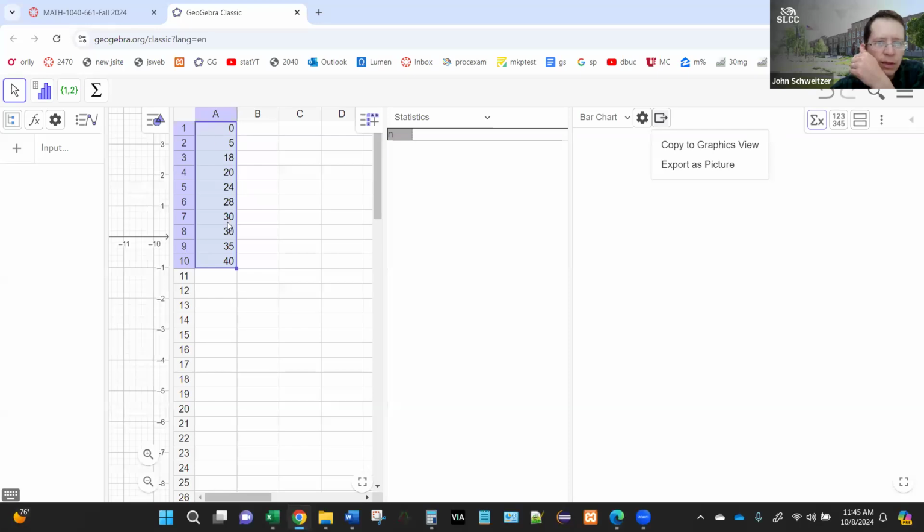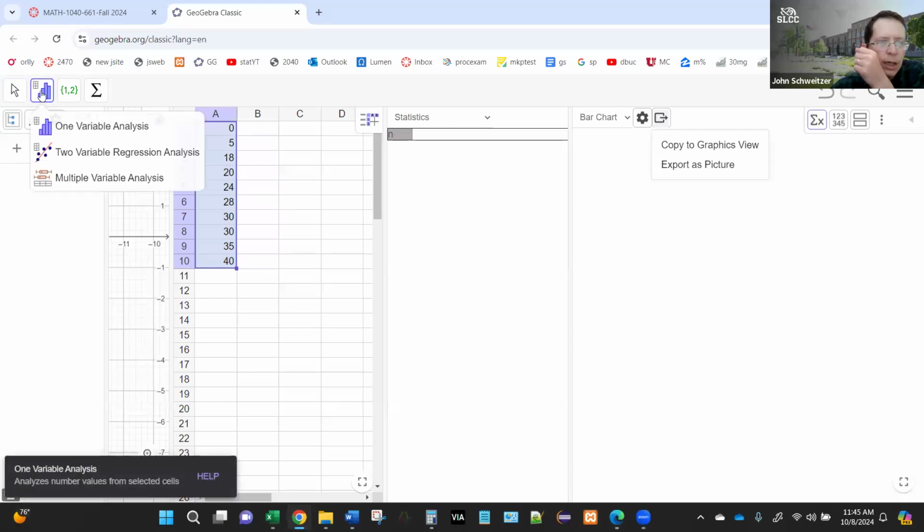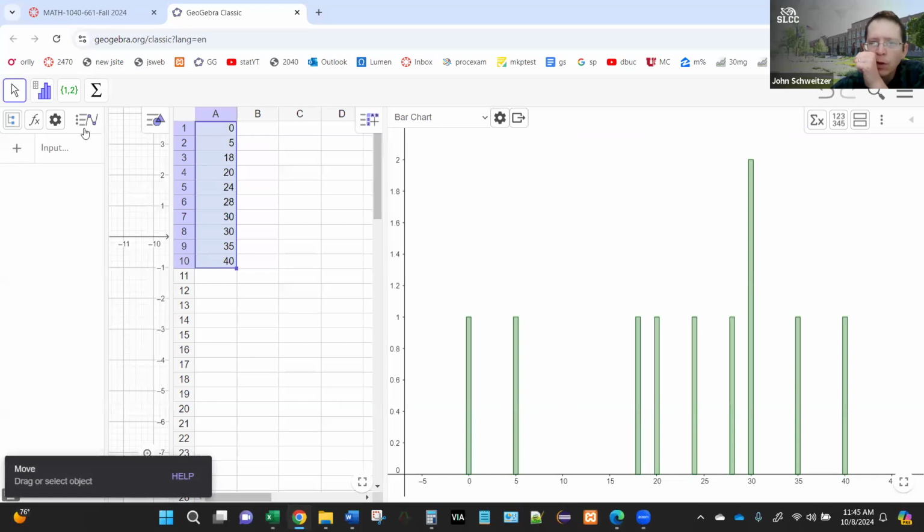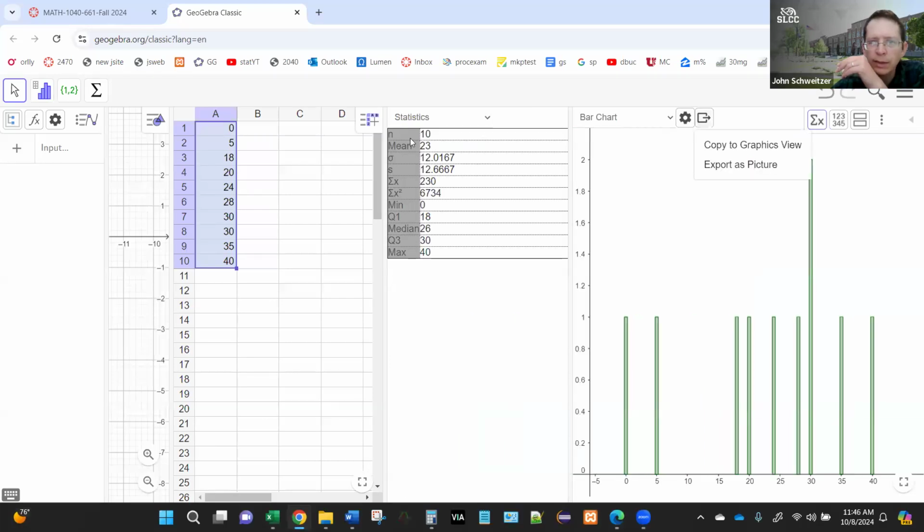Okay, so the first step is we select the data, then we hit this histogram looking symbol over here, and then we're going to go to one variable analysis. You can only have one number for the number of hours you work in a week, right? So if you work 20 hours this week, then you didn't work 24 or something, right? So it's one variable, and so we hit that, and then to get the mean and median, we're going to come over here to where it says sigma x. Sigma appears in so many different formulas in stats that it's just sort of our way of saying, hey, here are the common statistics. So we hit the sigma x, and there we go.